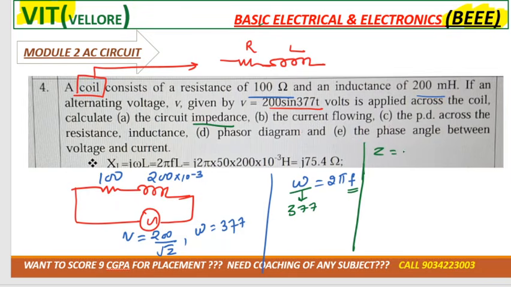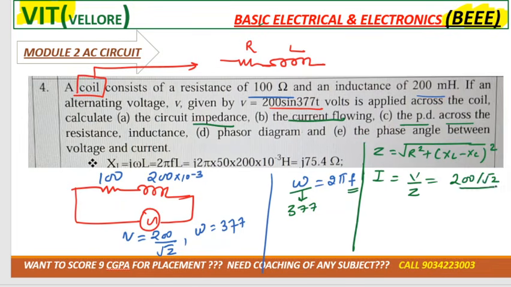Impedance Z is equal to root of R square plus XL minus XC whole square. Next, current I is equal to 200 divided by root 2 divided by the impedance value which you got. Next they ask you to calculate potential difference, means VR. Here it is I into R, I you know, R you know. VL is I into XL.